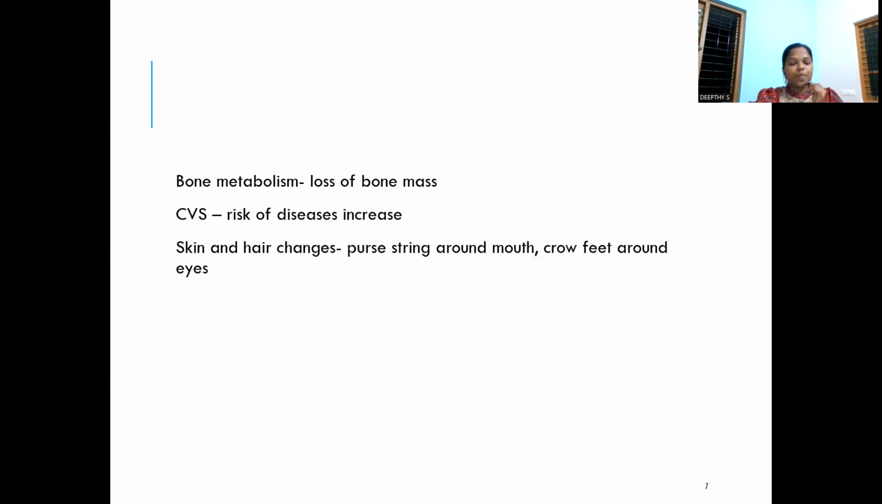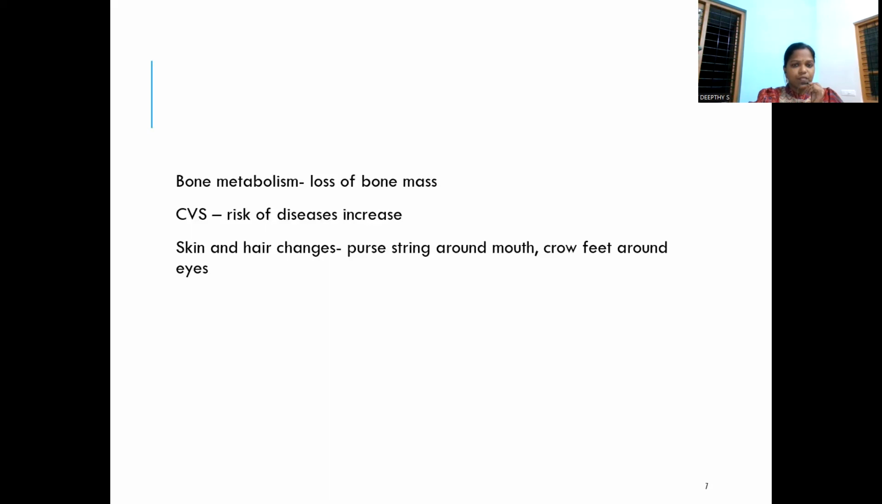Then coming to the bone metabolism, the estrogen hormone plays a good role in bone mineralization. So after menopause, there is depletion, or mere absence, of the estrogen hormone, and the bone mass density decreases.